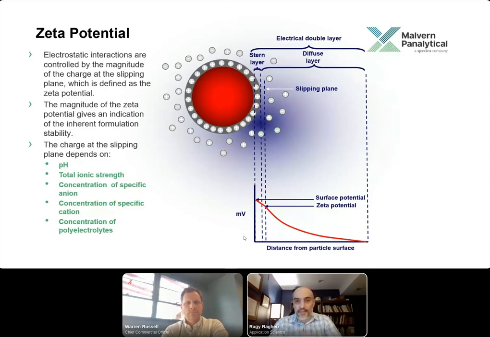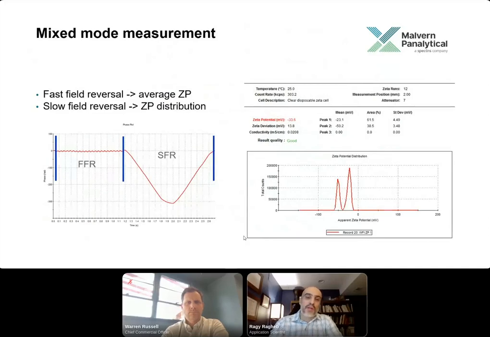And when we report the zeta potential, we can look at the fast field reversal, which will give you the average zeta potential value. And in some cases, you'll get the slow field reversal, which will give you the zeta potential distribution. So here you have an example of a sample that is reporting a zeta potential value of minus 33.6 millivolts. And actually, the slow field reversal will tease out a minus 23 and a minus 50 millivolt population for zeta potential.